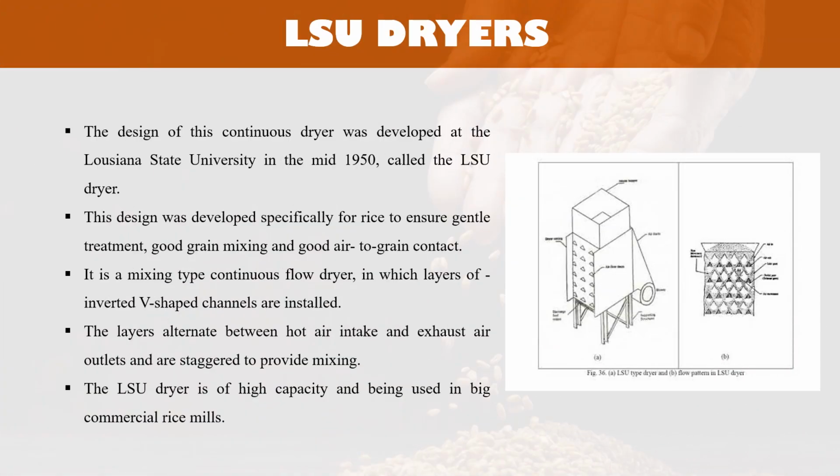Coming to the LSU dryers, this was developed by the Louisiana State University in the mid-1950s and is called the LSU dryer. This design was developed specifically for rice to ensure gentle treatment, good grain mixing, and good air-to-grain contact. It is a mixing type continuous flow dryer in which layers of inverted V-shaped channels are installed. The layers alternate between hot air intake and exhaust air outlet and are staggered to provide mixing. The LSU dryer is of high capacity and is used in big commercial rice mills.